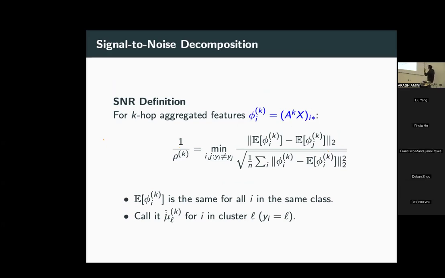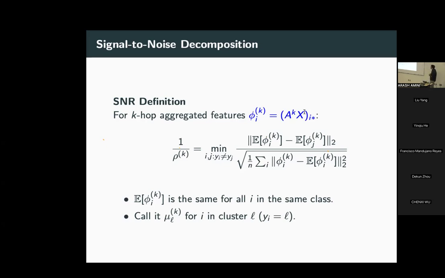And what I want to look at is the signal to noise ratio, which is basically how far the centers of these new clusters are compared to the variance of each cluster. So if you look at this, phi ik, that's the k-level aggregated feature. If you look at the expectation of this, the expectation is with respect to the randomness of, let's say, A and the noise in the features.